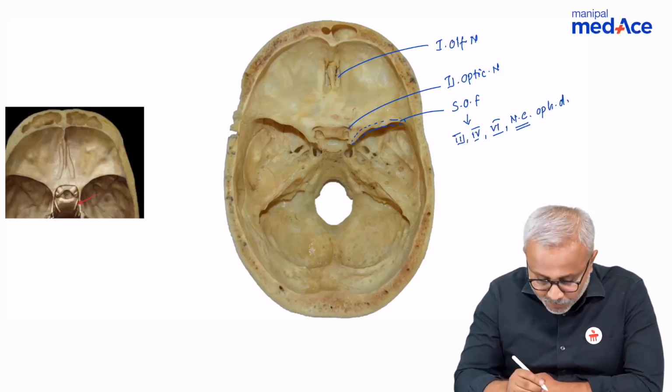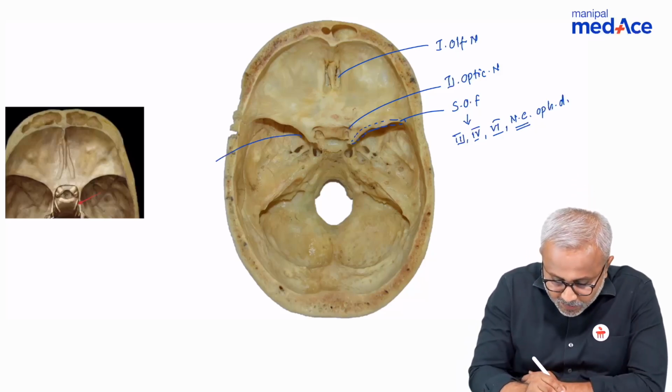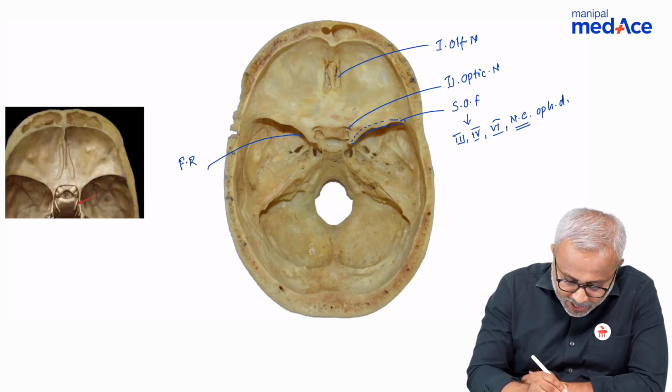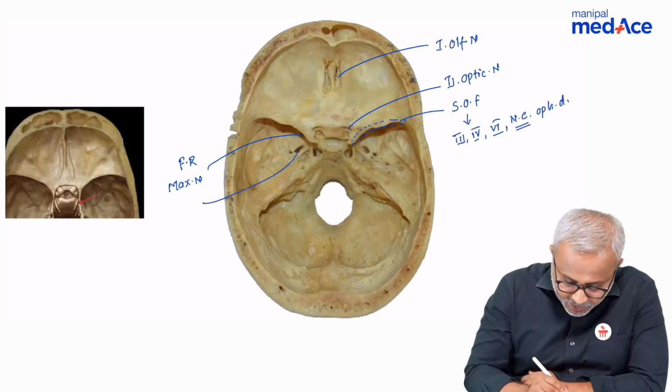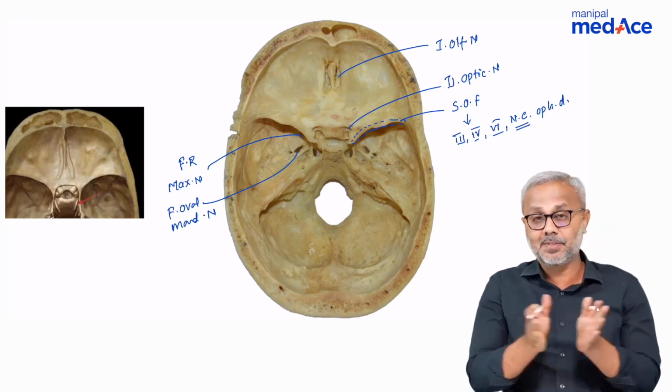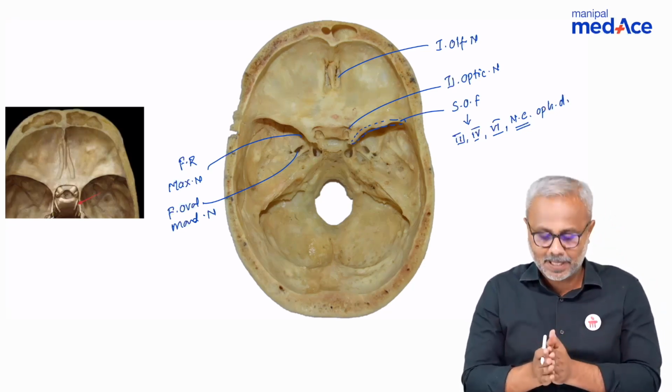Now, where exactly is foramen rotundum? This is the foramen rotundum, and here we have the passage of the maxillary nerve. Right behind us, we have the foramen ovale, and here passes mandibular nerve. So this is how trigeminal nerve gives 3 divisions and they pass through different foramina.